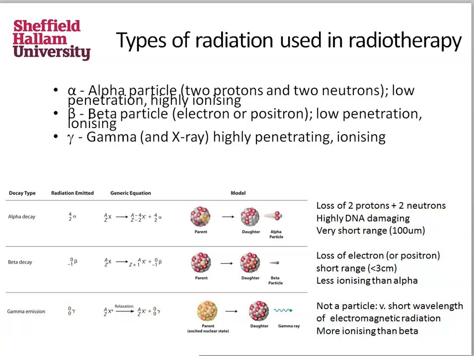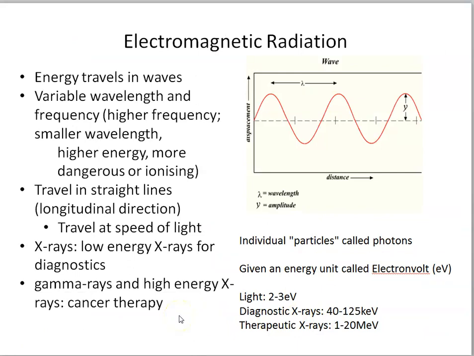So sometimes we use gamma emission from radioactive decay, sometimes we have a machine which generates gamma radiation at a specific energy. X-rays and gamma rays travel much in the same way as light. They travel at the speed of light, they travel in straight directions, and they have an energy, which we describe in electron volts. The therapeutic X-rays are in the mega electron volt range. Diagnostic X-rays are much less penetrating and less high energy, in the kilo electron volts, as opposed to light, which is much lower energy.